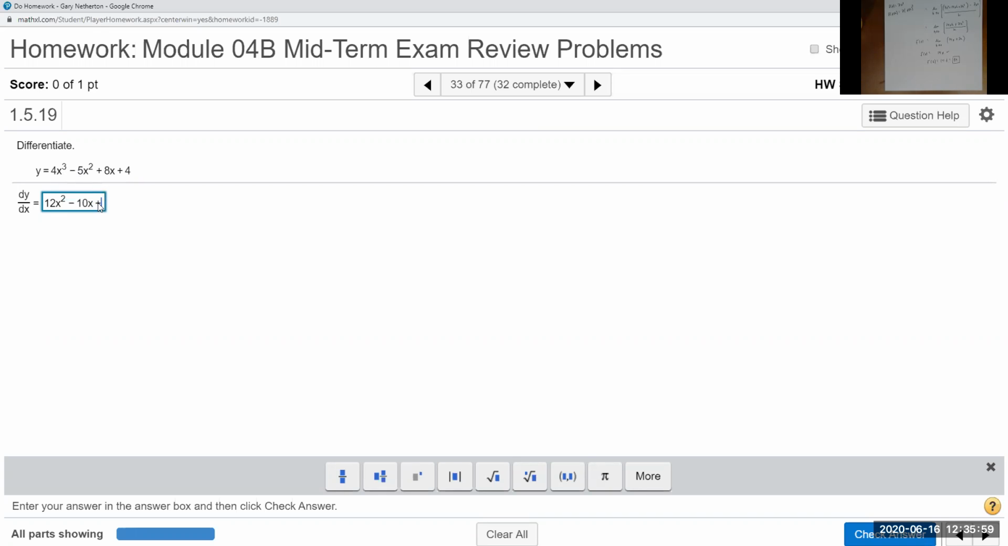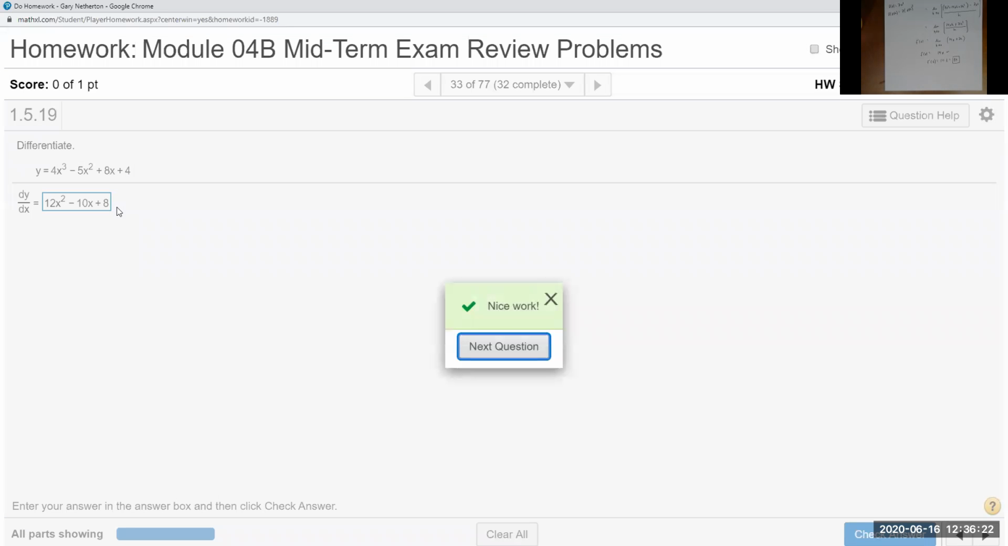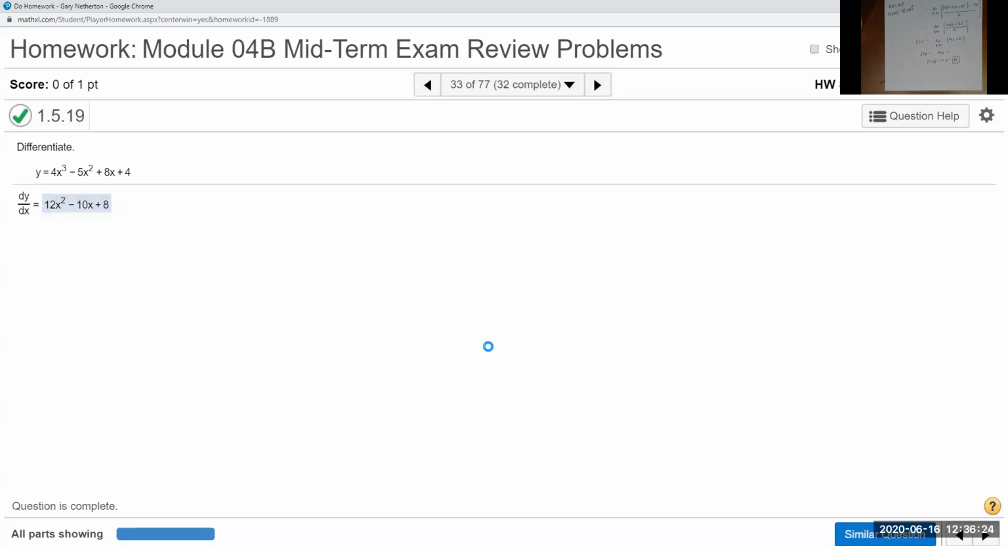And now, what's the derivative of 8x? Well, when you have a variable by itself, the derivative of x is just going to be 1, so this is 8. And what's the derivative of a constant? It's 0. So I think I'm done. So the derivative of this expression is this right here. All right, not too hard.